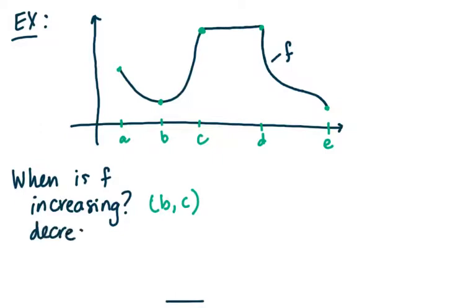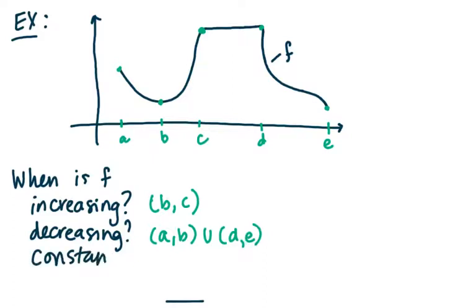Whereas F decreasing, again, that means that our y values go down to the right. So that's the case here from A to B. Still not the case here. I'll go ahead and write this down: A to B. But it does happen a second time between D and E. So I'm just going to union that. And last but not least, where is f constant? And of course, that's going to be our flat area here at the top between C and D.